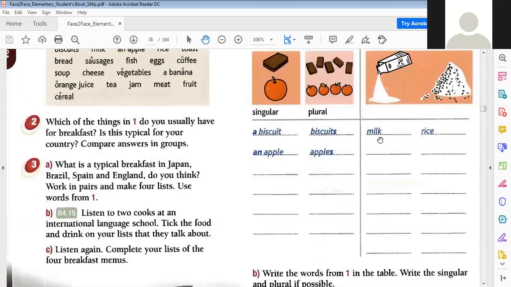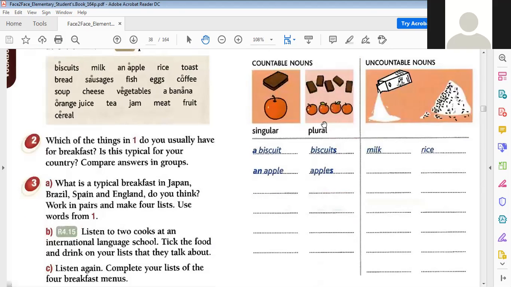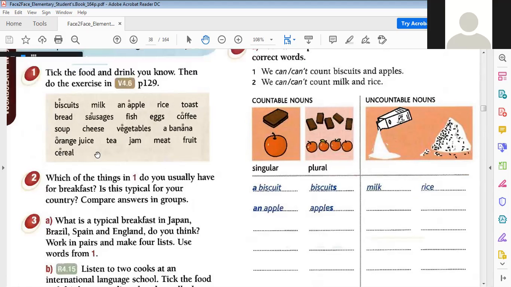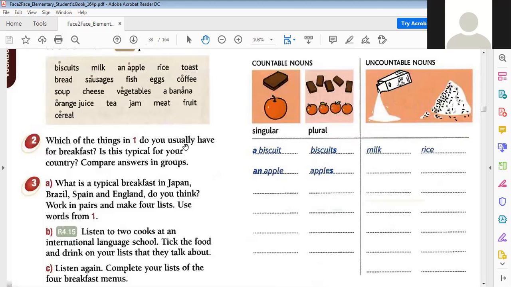Then we completed the table with the nouns, and we agreed that with countable nouns, we always use a or an. So you have to use a or an with countable nouns. So we say a biscuit, an apple, an egg, a banana. We also say, for example, what else is countable here? A sausage. So these are, of course, countable nouns in this list.